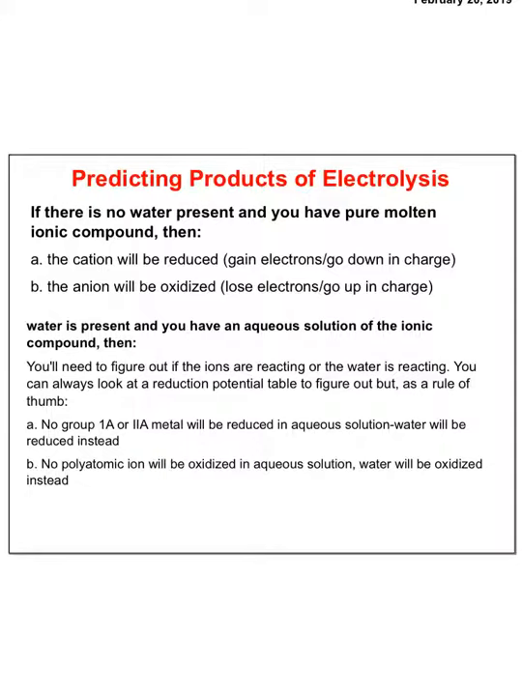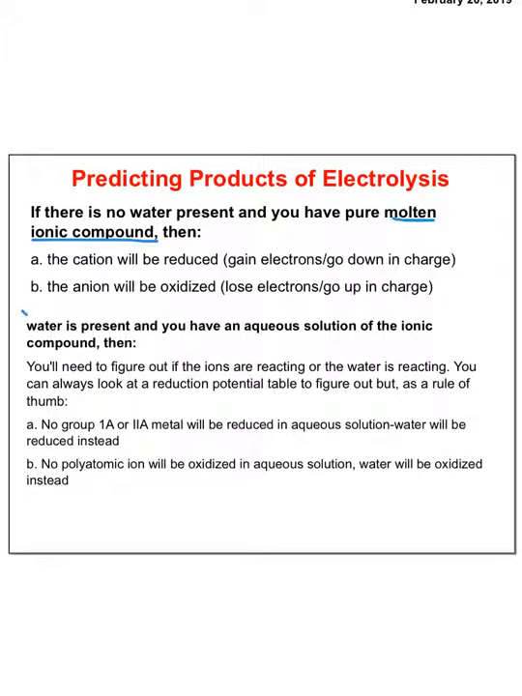Alright, the last type of problem you might see is where you have to predict the products, or predict what's forming at the anode and cathode, and there's 2 solutions. If you just have the molten ionic compound, like the NaCl example, where you melt this ionic solid, no water, the cation is going to be reduced, the anion is going to be oxidized, and we figure that out from writing a little reaction. I'll show you one in a second.